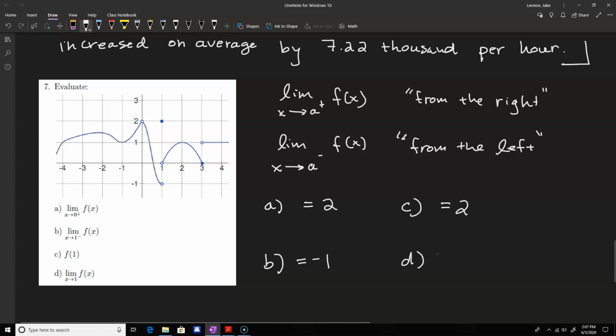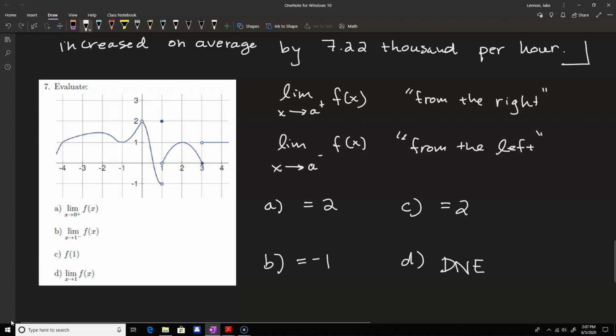And for part D, looking for the limit of f of x going to 1, from the left we said it was -1, from the right we said it was 0. Since the one-sided limits do not agree, no two-sided limit exists. So for part D, the answer is actually does not exist, which we often just abbreviate with capital D N E. So the two-sided limit as x approaches 1 does not exist on this graph.